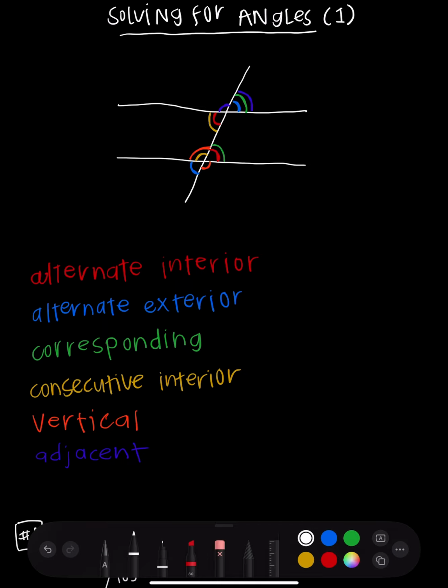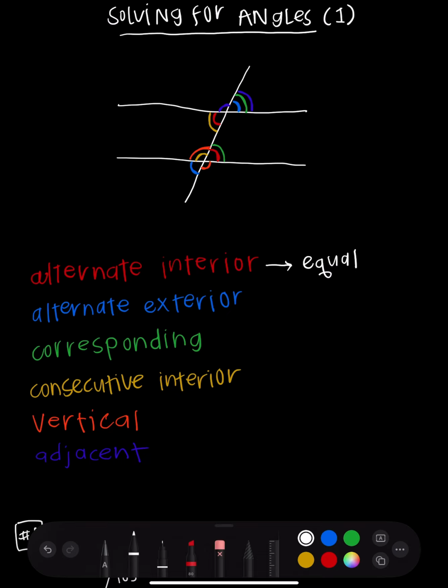What we're going to do with this one though is talk. With all these different angles, you have two options. Option number one is that potentially they could be equal to each other, or the other option is that they could add to be 180 degrees. So we're just going to go through all of the options and decide what they are first before we start going through the examples. The alternate interior angles are equal to each other.